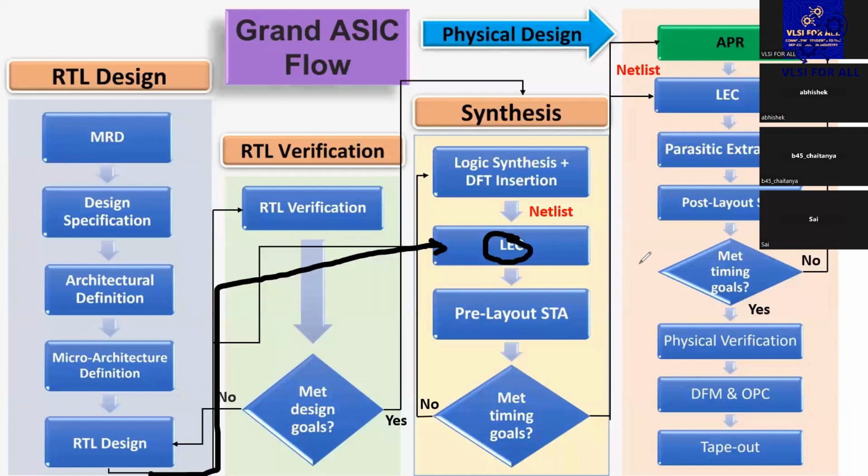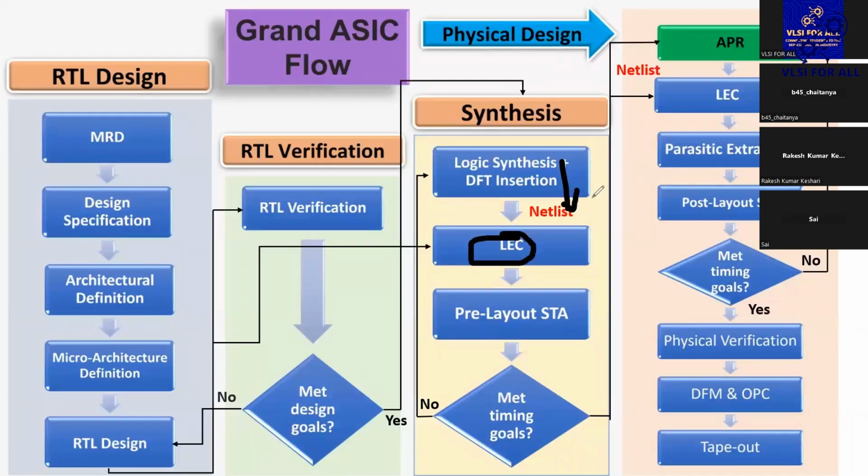In LEC, the RTL code is converted to gate level. No, in LEC, let me make it clear again. Synthesis. Can anyone tell what is the output? Why do we need the netlist here? Because we have the responsibility to check the functionality. We are comparing the output from the netlist and the output from the RTL code.